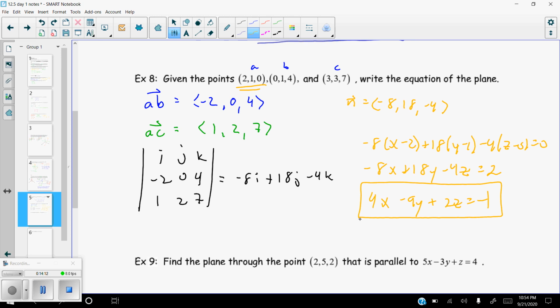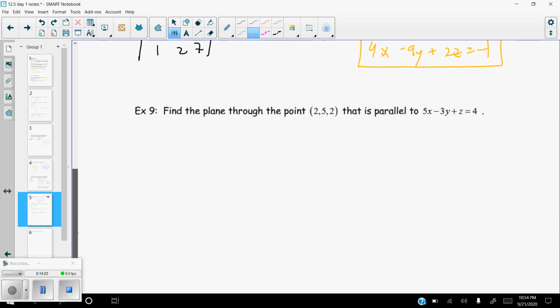Now, I'm going to leave it up to you. You could check it by doing this with B or C, and it should simplify all the way down to exactly the same thing. All right, example 9.